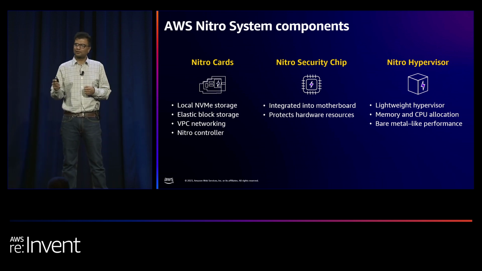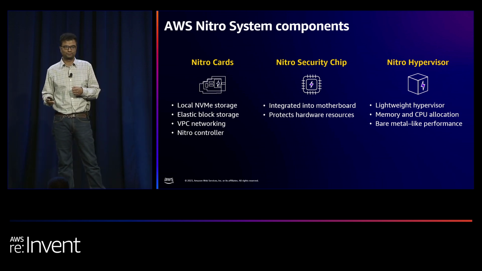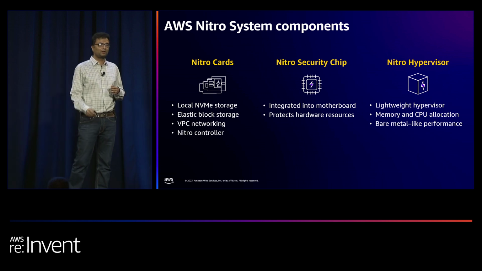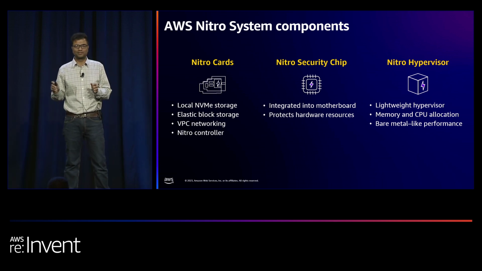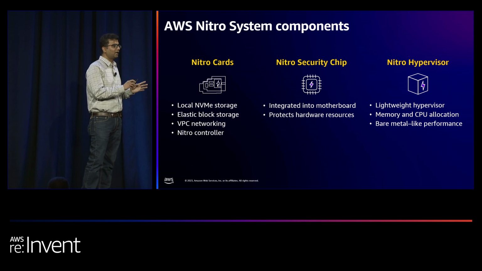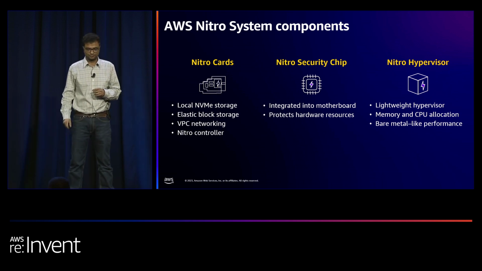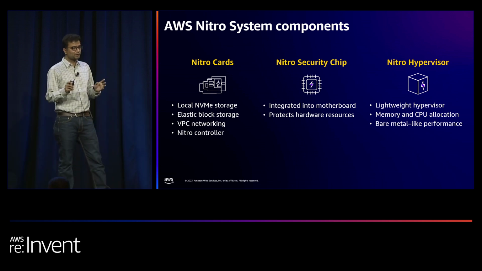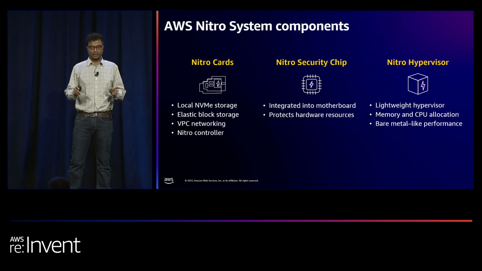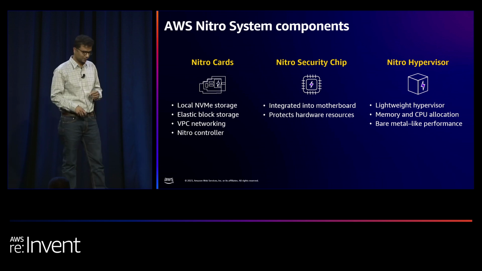But there is also another card, which is the behind-the-scenes card, which we call the Nitro Controller. Nitro Controller is the brain of the system. It interfaces with the EC2 control plane at one end, and it coordinates with the other cards, including the Nitro security chip and the Nitro hypervisor. Now, the Nitro security chip is integrated into the motherboard itself and is responsible for protection and integrity monitoring of the hardware resources.